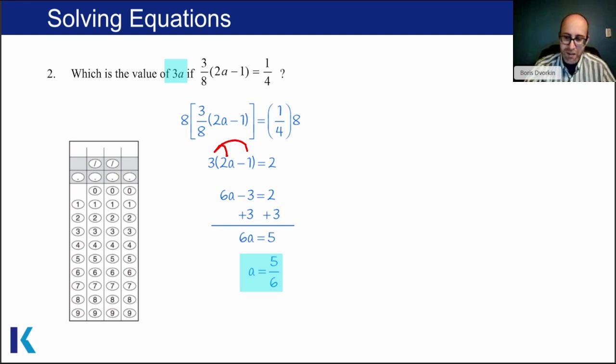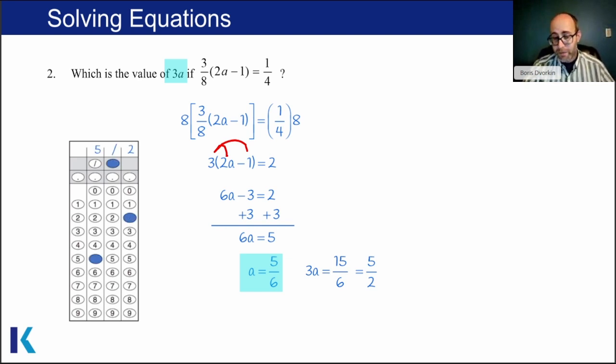I need 3a. All right, well, multiply 5/6 by 3. That's 15/6. Now, those numbers both divide by 3. So when you divide them both by 3, 15 divided by 3 is 5, and 6 divided by 3 is 2, so it's 5 halves. You can bubble in a 5, a slash, and a 2, and move on with the PSAT.